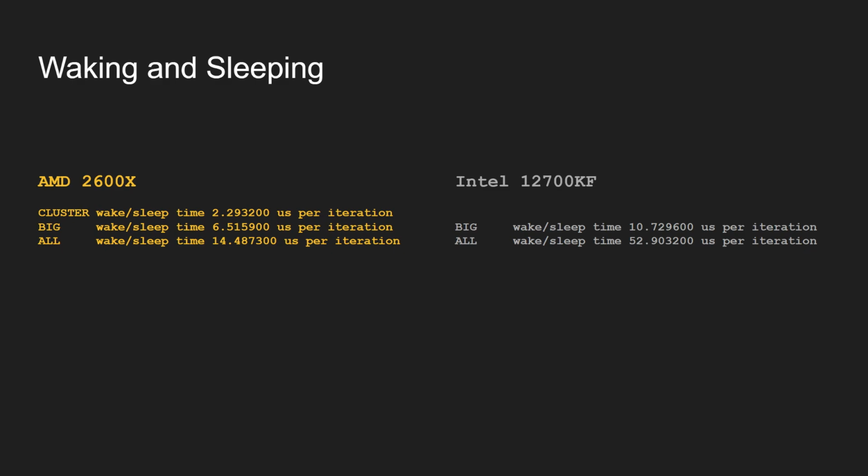My friend with a newer Intel chip also ran the benchmark on his computer, and there you can see that waking one thread per big core takes almost 11 microseconds, and waking all of the threads on all of the cores, which also includes the little cores, takes about 53 microseconds. As I had mentioned earlier in my discussion about the implementation, this is measuring the amount of time to signal through a semaphore.